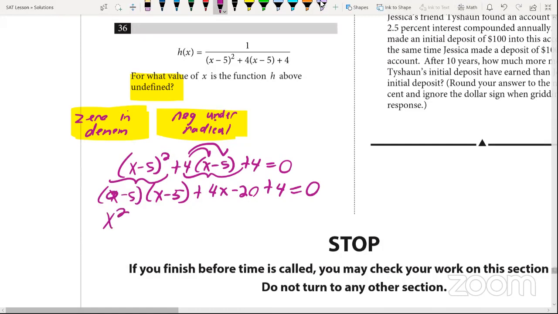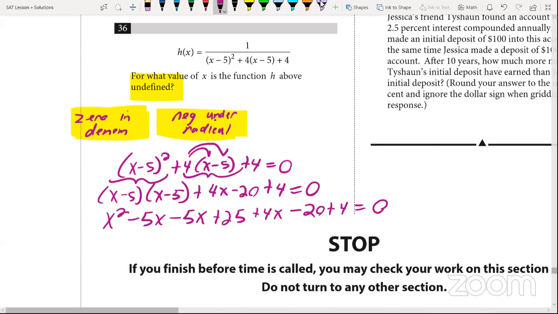Outer times outer, negative 5 times x, so negative 5x. Inner times inner is again negative 5x. And last times last, negative 5 times negative 5 is positive 25, with everything else that we already had.